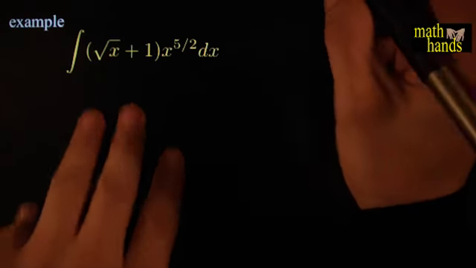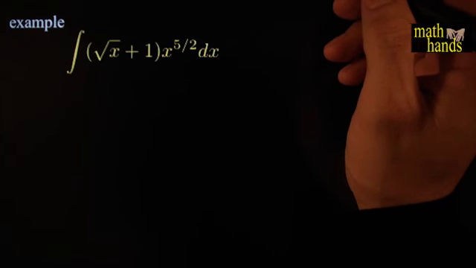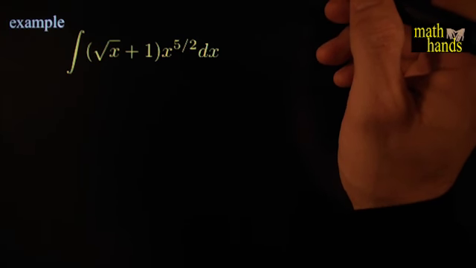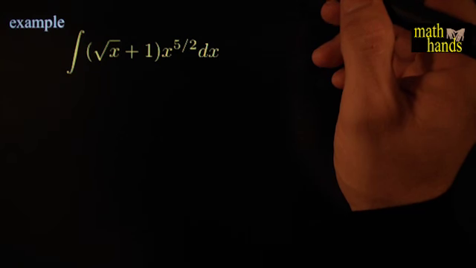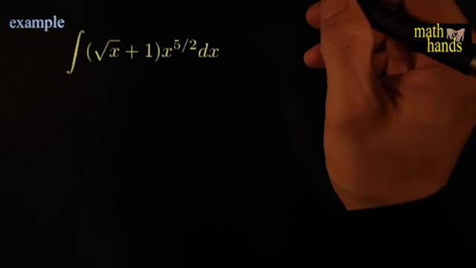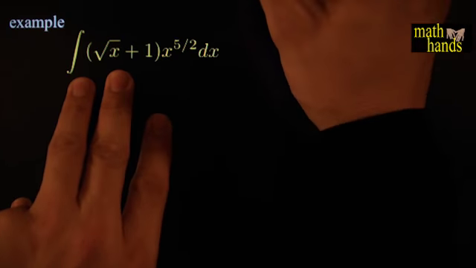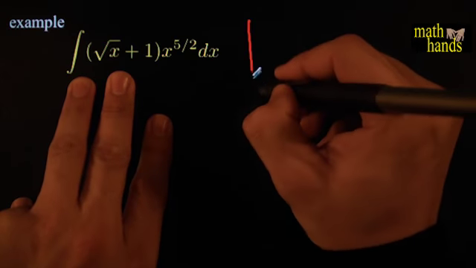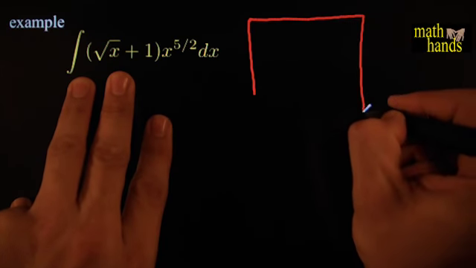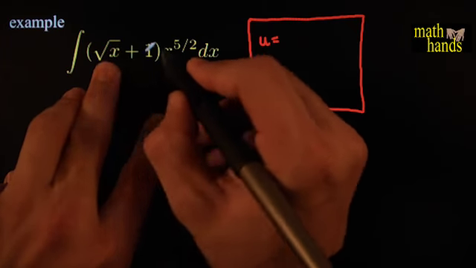So this one looks a little bit more interesting. You could try a lot of things on this one. And I won't try the easiest thing because it won't be as instructive. Let me try something else. I got a lot of choices for u. I could make u equal to the square root of x.